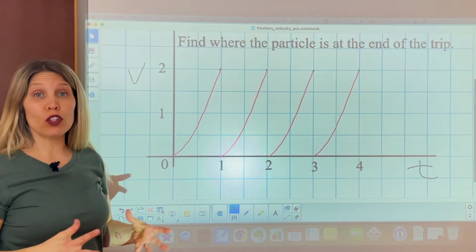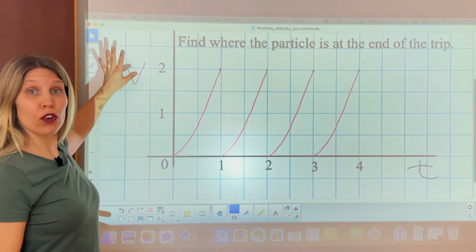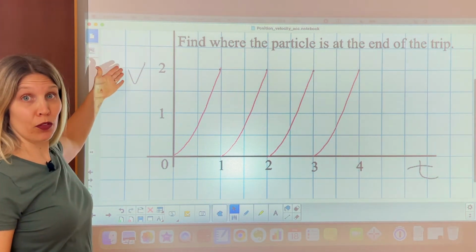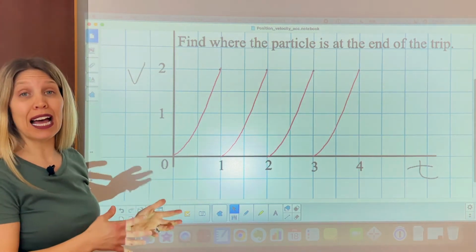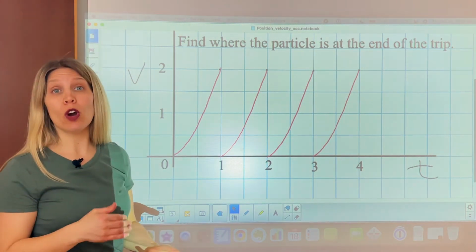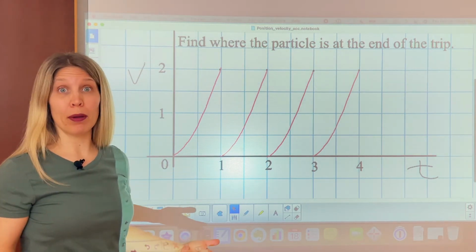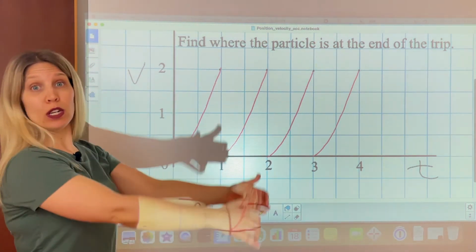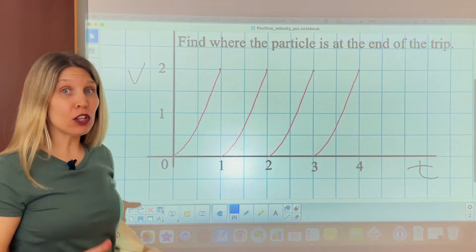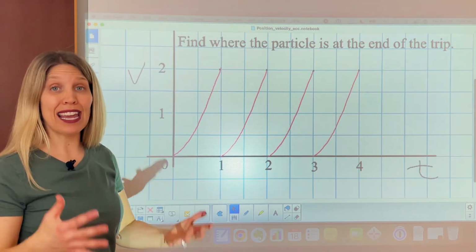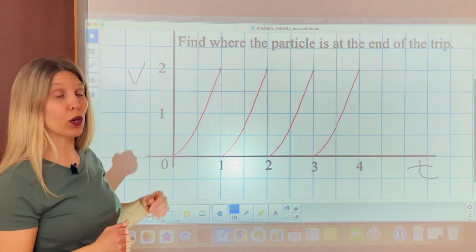So the first thing you have to do is look at the graph. And if you see over on the y-axis, it's labeled with v. This is for velocity, and your x-axis is your time. So this is a velocity graph. And if we want to know position or where it ended up, if you have velocity, you need to go back to position, means you need to integrate. If you're integrating, you need to find the area under the curve. So that's what we're going to do.